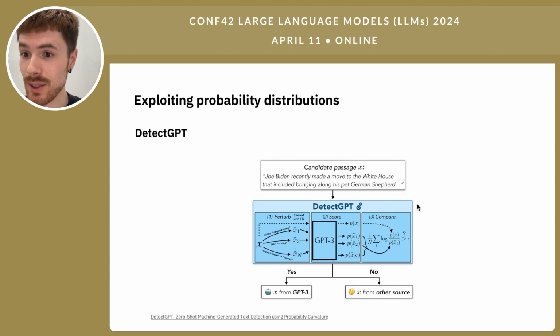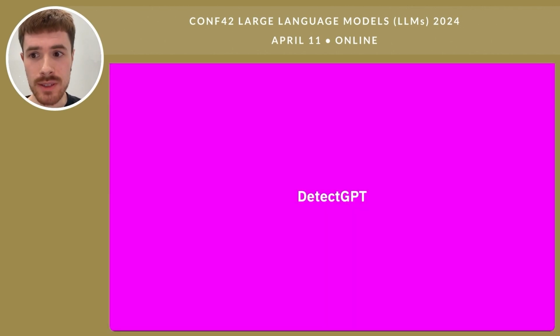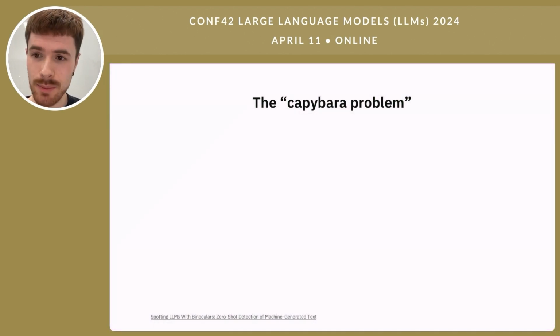If the text originally was written by an LLM, and then we rewrite the text, and it doesn't look like it's being written by an LLM, that means that the original text was written by an LLM. So that's how DetectGPT works. Very interesting idea, very smart. And it's one of the state-of-the-art systems as well. Really, really good system. So that's DetectGPT, but it has a problem.